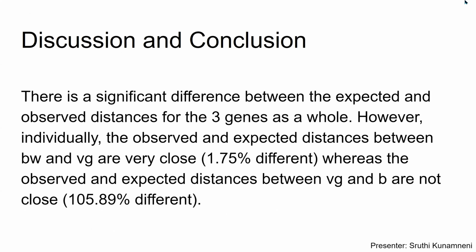So the results showed that there was a significant difference between the expected and observed distances for the 3 genes as a whole. But just looking at the individual values, the observed and expected distances between the brown and vestigial genes are very close, with only a percent difference of 1.75%. However, the observed and expected distances between the vestigial and black genes were very different, with a percentage difference of 105.89%.